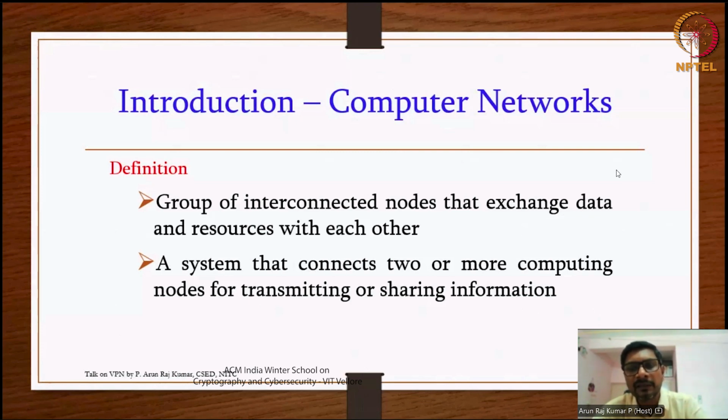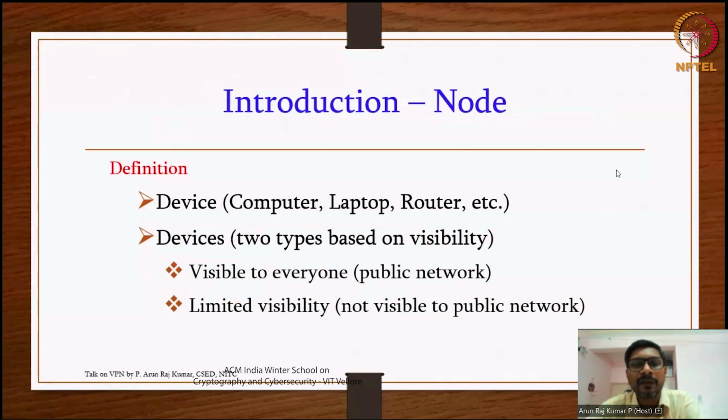The main reason for the development of networks is resource sharing, because the resources are available in different geographical locations. So how do I access a resource which is in a totally different geographical location? That's what motivated the evolution of computer networks. We can call nodes devices, such as computers, laptops, routers, switches. That's what we call nodes.